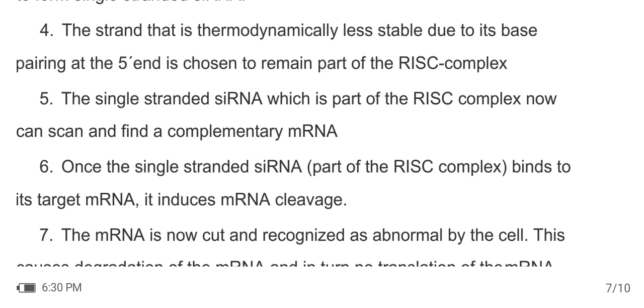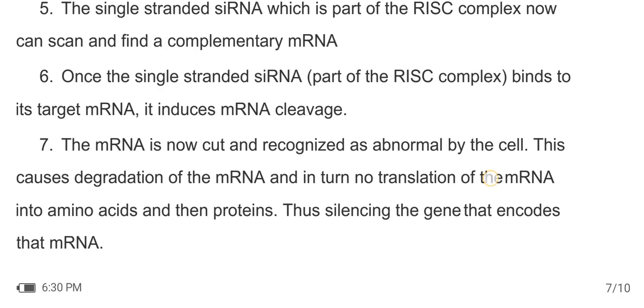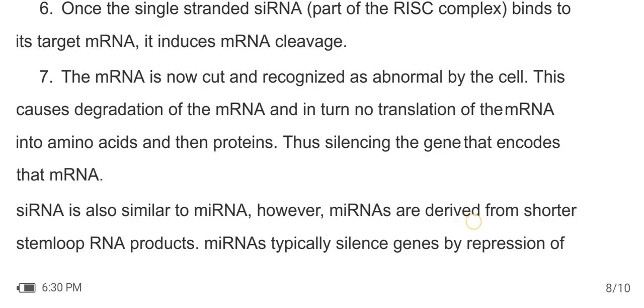The strand that is thermodynamically less stable due to its base pairing at the 5' end is chosen to remain part of the RISC complex. The single-stranded siRNA, which is a part of the RISC complex, can now scan and find a complementary mRNA. Once it binds to its target mRNA, it induces mRNA cleavage.